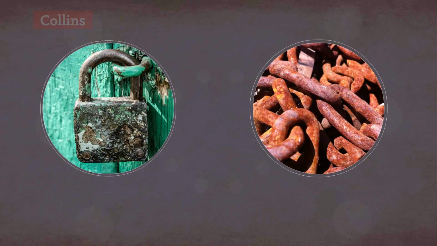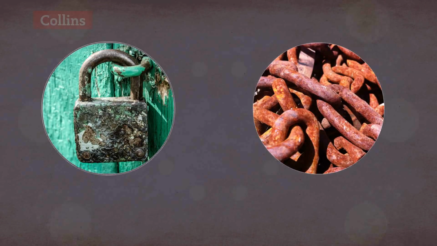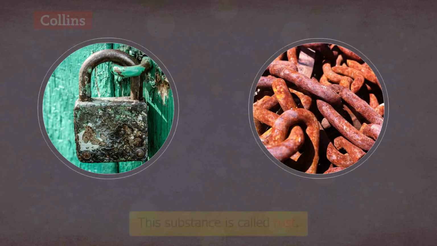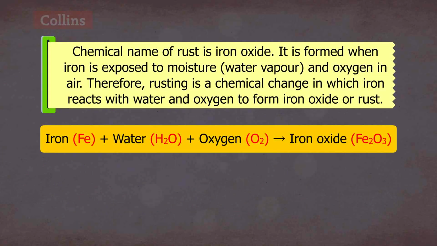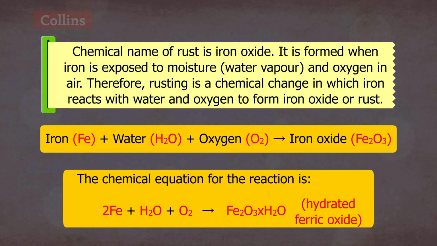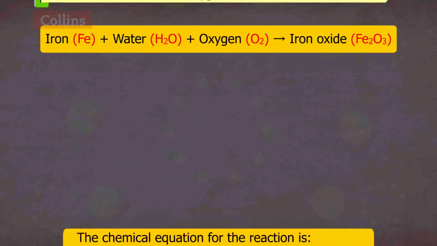Rusting. You may have seen old iron gates, locks, and chains having a reddish-brown, powdery or flaky substance on their surfaces. This substance is called rust. Chemical name of rust is iron oxide. It is formed when iron is exposed to moisture and oxygen in air. Therefore, rusting is a chemical change in which iron reacts with water and oxygen to form iron oxide or rust.